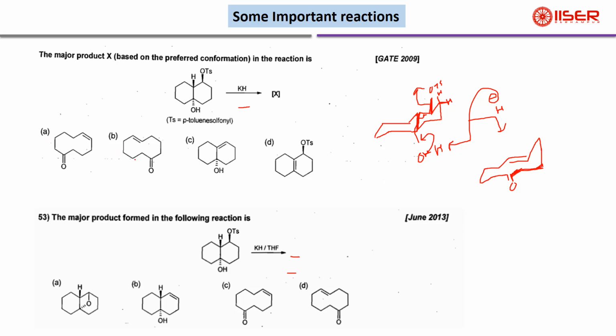So this will be the correct option because this is 3 carbons apart. So the correct option is option B. You see from here 3 carbons apart, so the correct option will be option D. Okay.